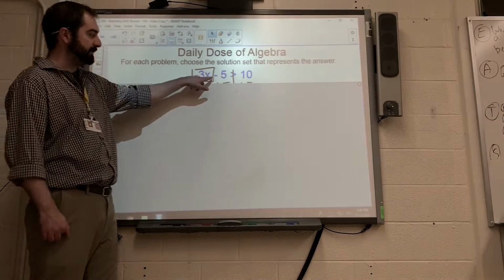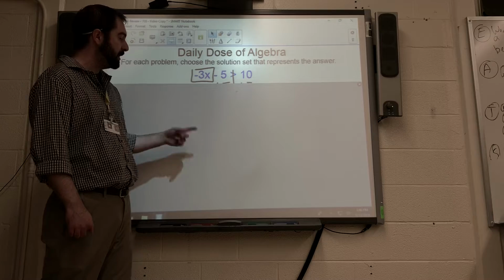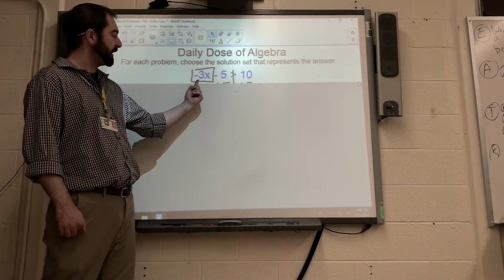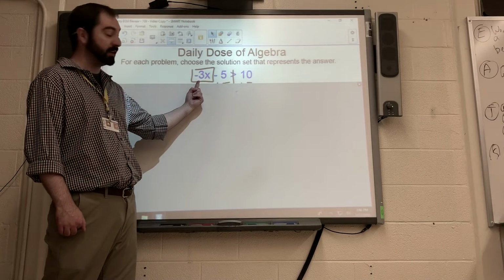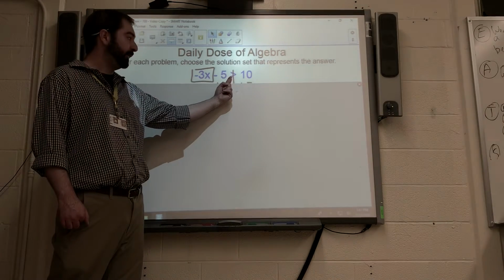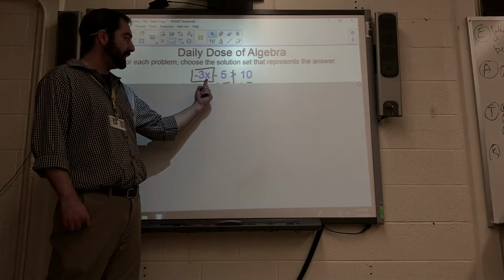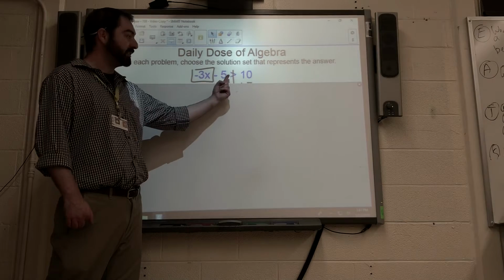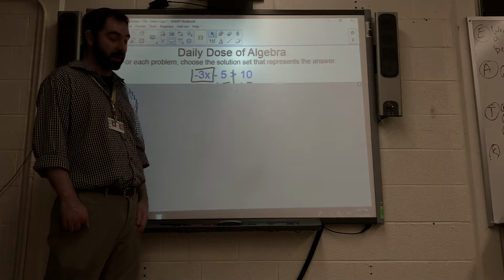First one, -3 times x minus 5 is greater than 10. Well, the first thing, always identify my coefficient. Do I have a negative coefficient? Yes. That means that symbol's going to flip. So at the end, I know that I'm going to have x is not greater than. X is going to flip, so x is less than a number.